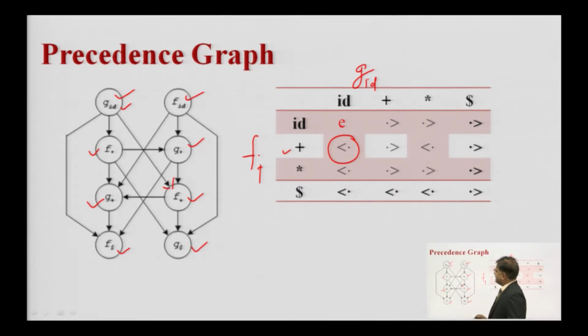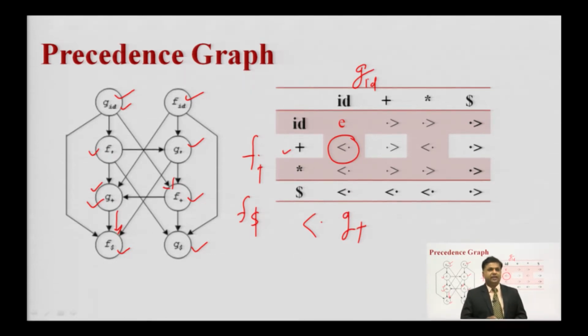In the same way, we create a directed graph by placing an edge from one node to another node with the help of this precedence table. For example, again suppose I check F dollar to G plus, F dollar to G plus, the relation is like this. That means I will place an edge from G plus to F dollar, that is G plus to F dollar, right.